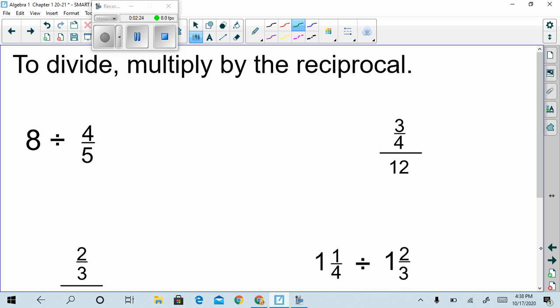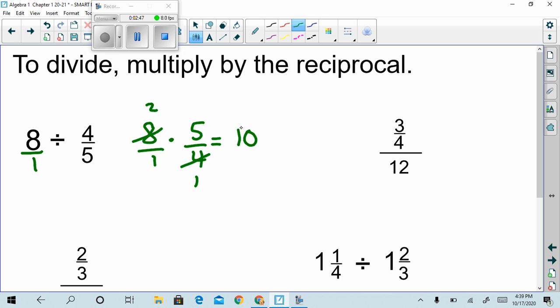Now, to divide, again, remember that the rule is to multiply by the reciprocal. A whole number can always be written as a fraction or improper fraction by putting it over 1. So I have 8 times 5/4. Again, simplify before you multiply. 2 times 5 is 10.